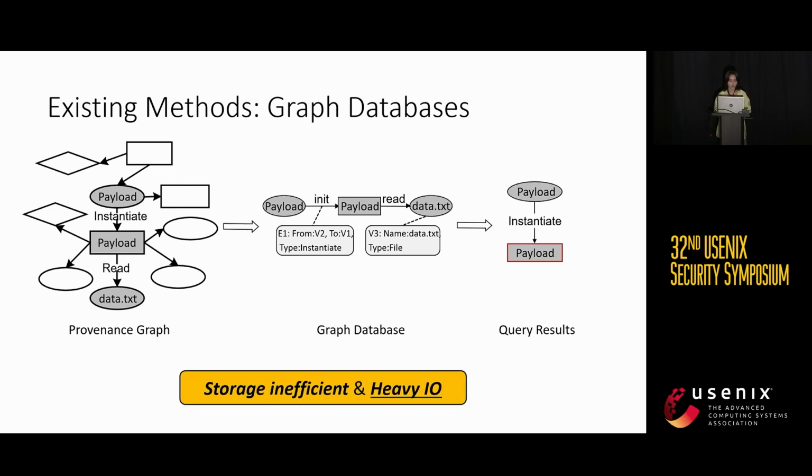However, it's still not storage efficient because the graph databases still store the original provenance graph, which can contain much redundancy. And also, the graph databases are not query efficient because the graph data could be very large, and it's almost impossible for us to load them into the memory. So querying on such a large provenance graph can still introduce high I/O overhead.